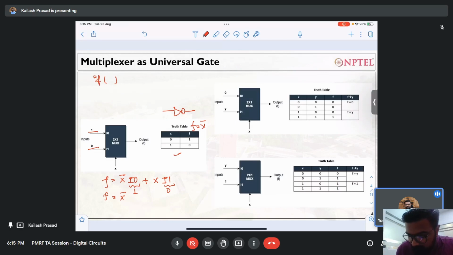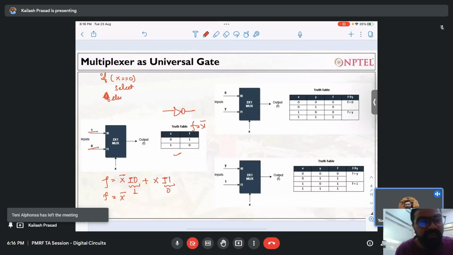If condition is true, do something, else do something. So this is the concept in which a multiplexer works. In a digital circuit, if I provide one input, suppose x is my input. If x is equal to 0, you select something, and else, which means x equal to 1, you select something else.